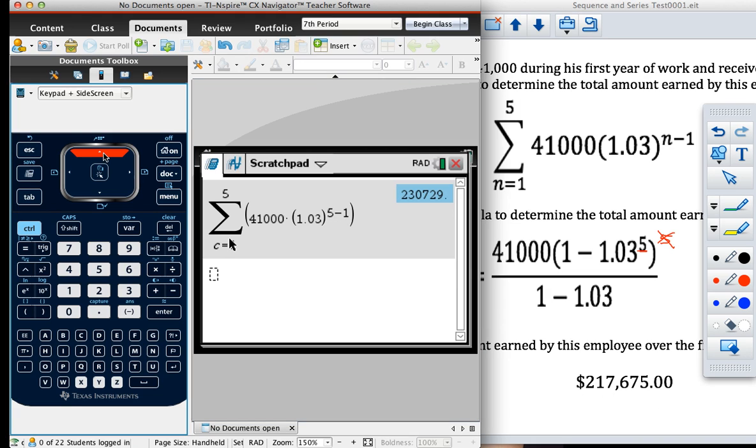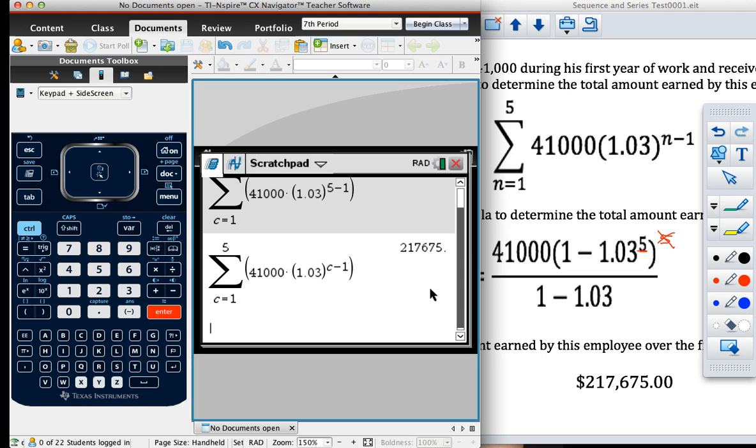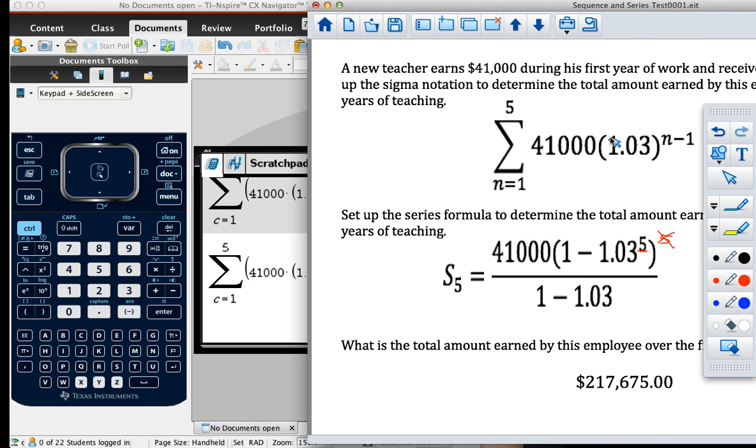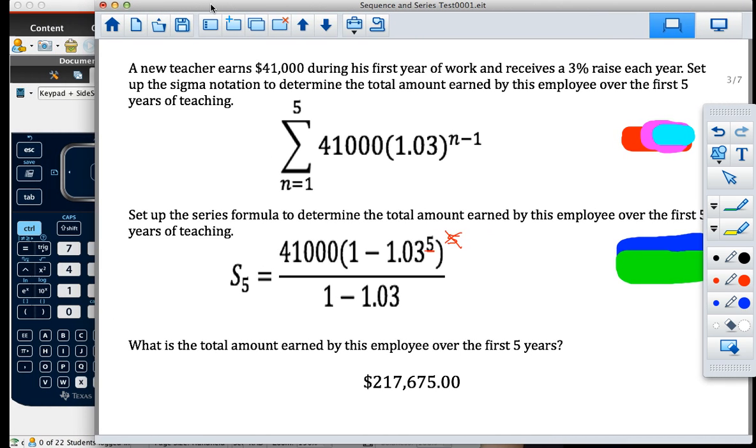Okay, so to set it up correctly in the calculator, this should be your variable, push enter, and then you get the right answer. So either case, whether you do the series formula or the sigma notation, you should get the right answer. Okay, let's see, what else do I have?